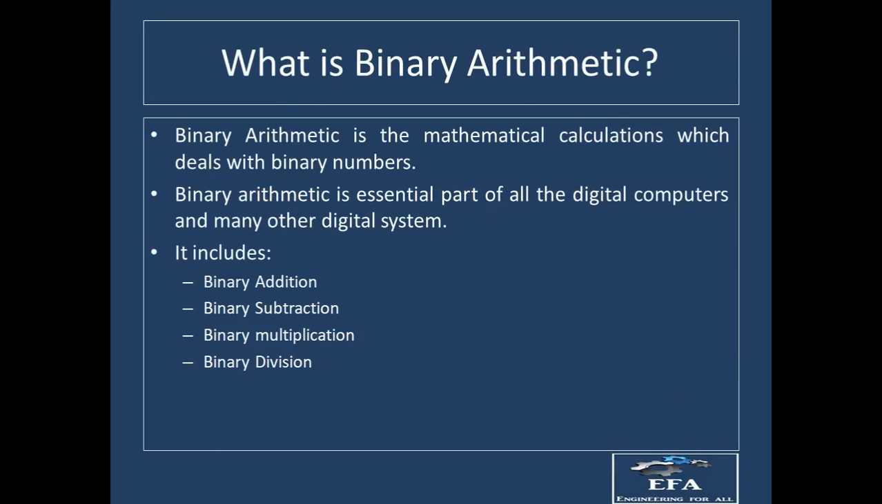So first of all, what is binary arithmetic? Binary arithmetic is the mathematical calculation which deals with the binary numbers. Now we know what the binary numbers are: these are actually zeros and ones. Binary arithmetic is an essential part of all the digital computers and many other digital systems, because the computers and the digital systems deal with the data in the form of zeros and ones. When we talk about binary arithmetic, it includes binary addition, binary subtraction, binary multiplication, and binary division.